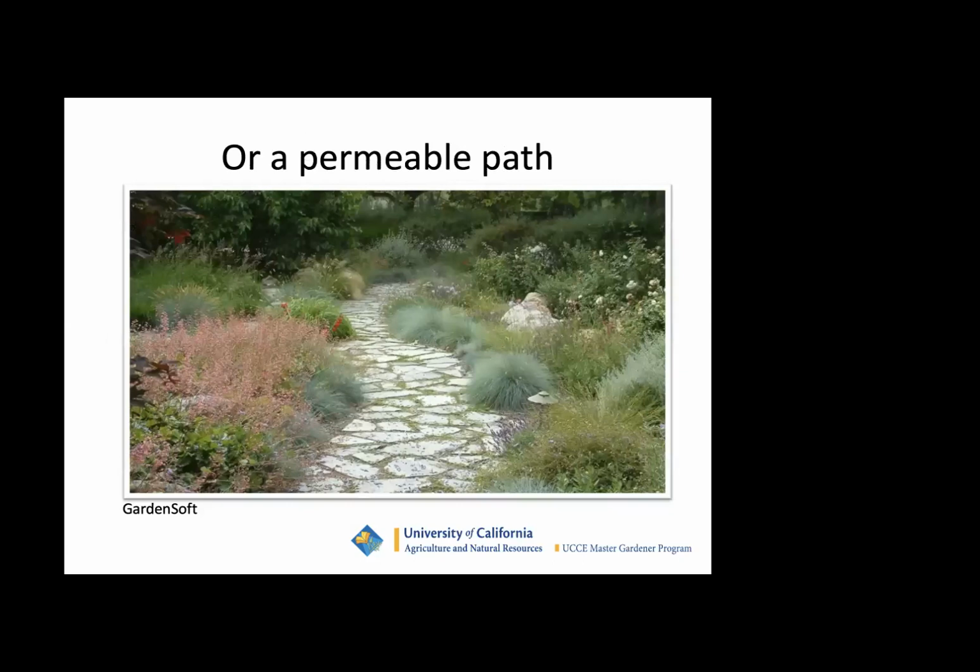And of course, permeable paths. Our goal with paths is to get water to soak back down into the earth and recharge our groundwater. So the saying is, we want to slow it, spread it, and sink it. When rain falls on a solid concrete surface, it can't soak in, and so more and more, we're trying to give rain permeable surfaces.